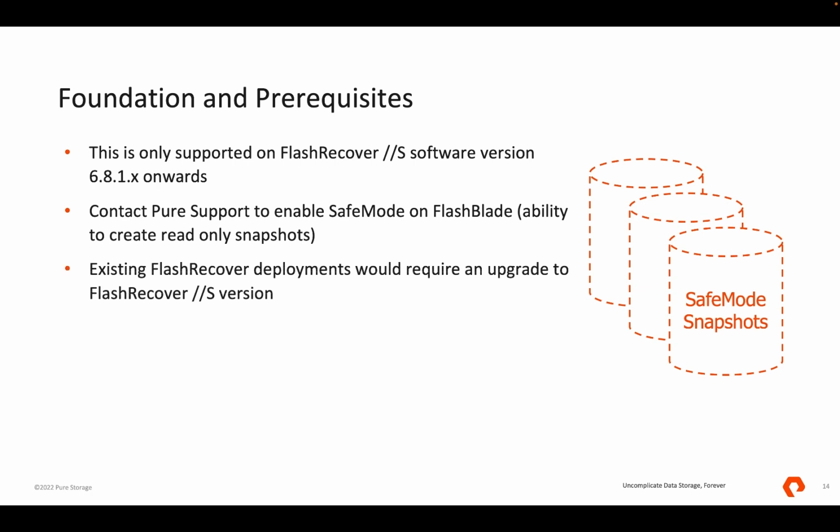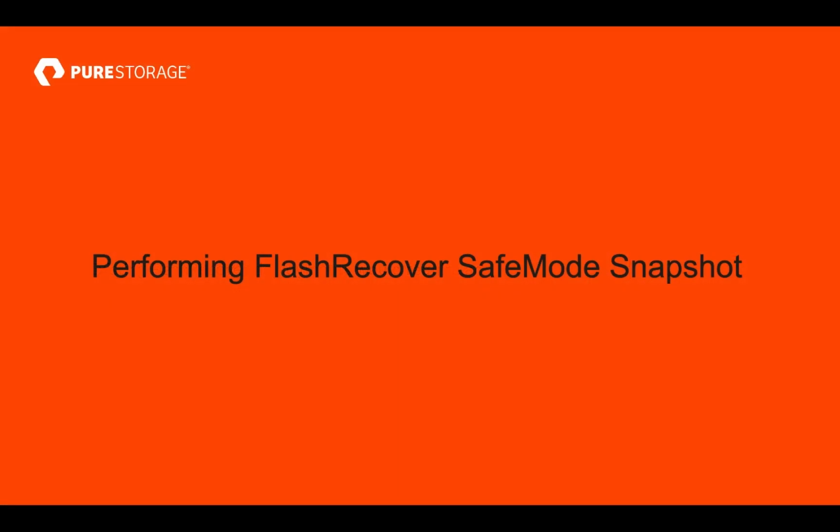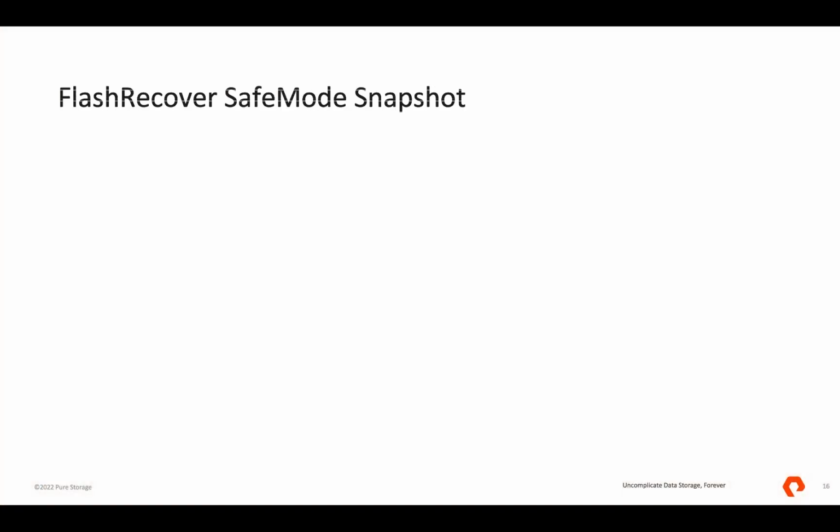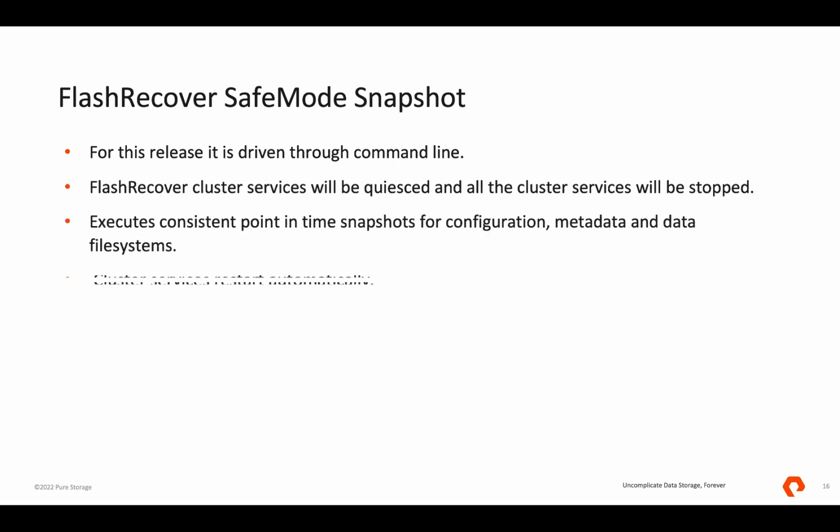You need to contact the Pure support team to enable SafeMode on the FlashBlade. Performing the SafeMode snapshots. To create a useful and consistent SafeMode snapshot of the backup copies, metadata, and configuration data, it is important to coalesce the services on the Cohesity cluster. For now, a manual intervention is required to perform the SafeMode snapshot.